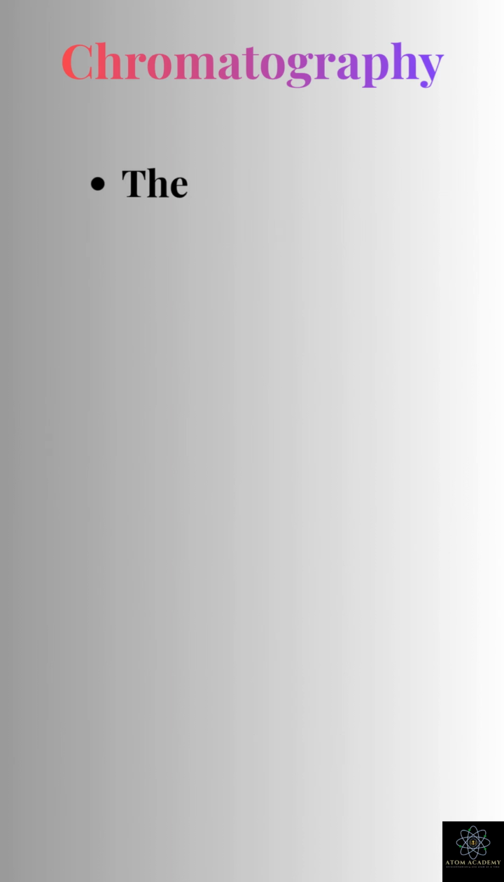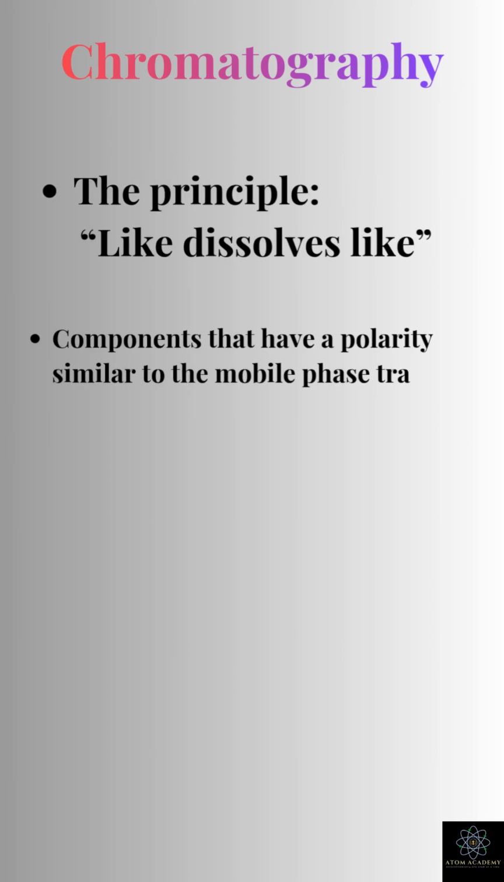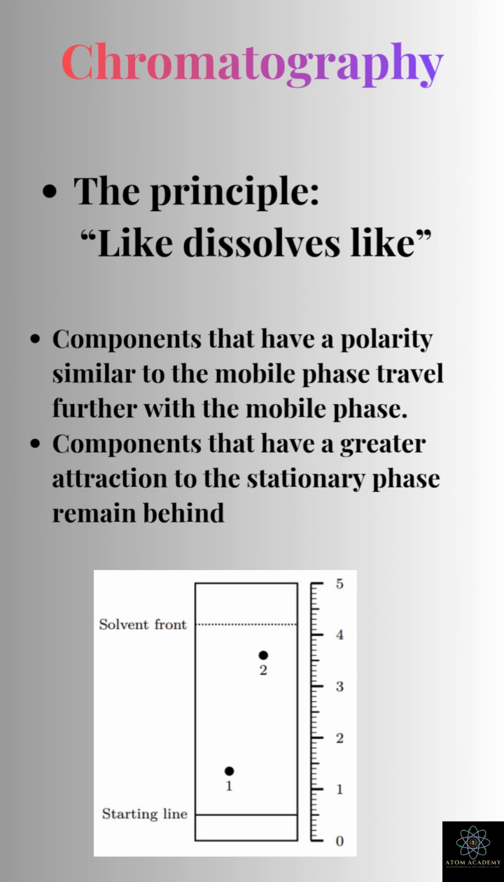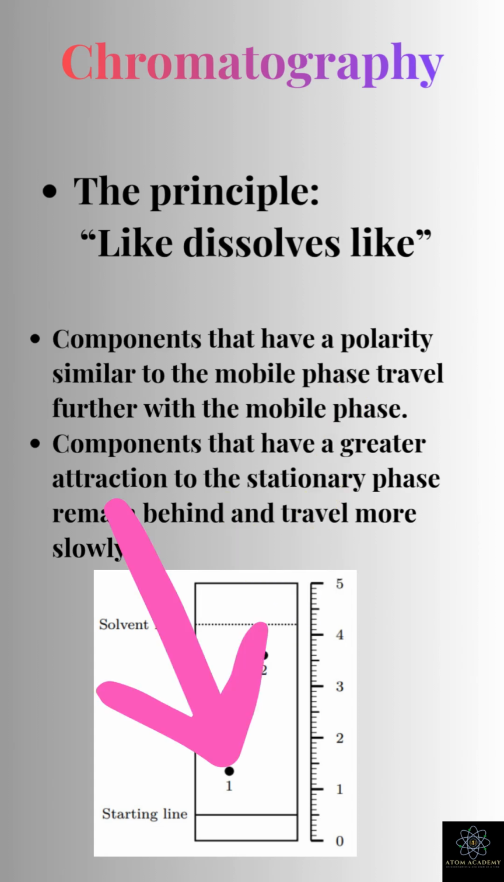The stationary phase and mobile phase usually have different polarities. Often, the stationary phase is nonpolar, and the mobile phase is polar, although the reverse can also be true depending on the technique. The principle is simple: like dissolves like. Components that have a polarity similar to the mobile phase travel further with the mobile phase. Components that have a greater attraction to the stationary phase remain behind and travel more slowly.